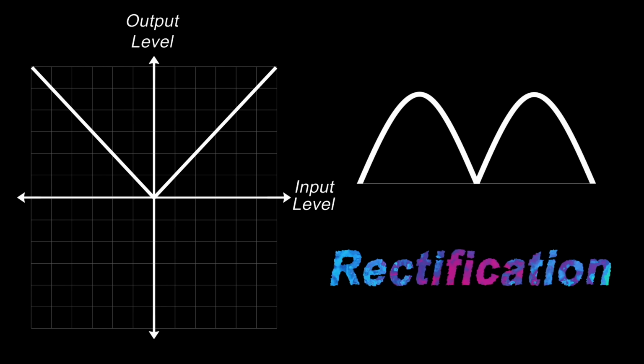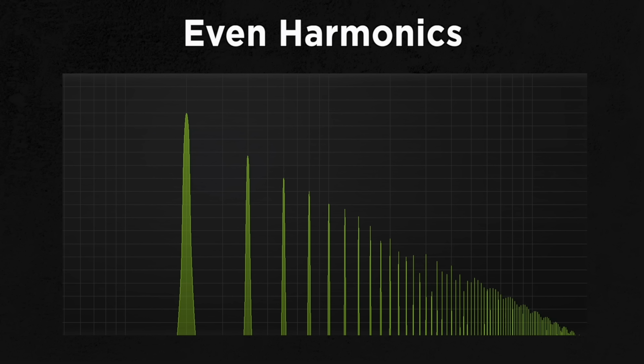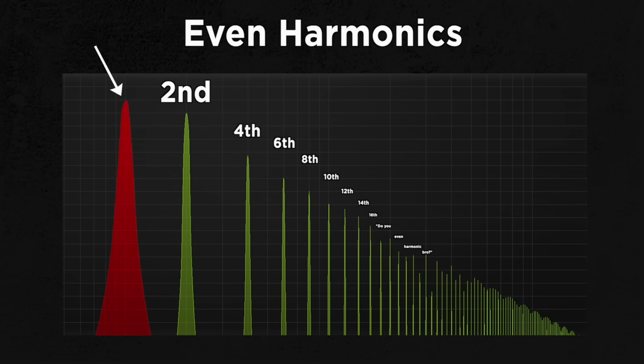And for a sine wave, it adds even harmonics. So what we're left with are the second harmonic, the fourth harmonic, sixth, eighth, and so on. You'll notice though that the fundamental is gone because the fundamental is the first harmonic and 1 is an odd number. Wait, what? What happened to the fundamental?